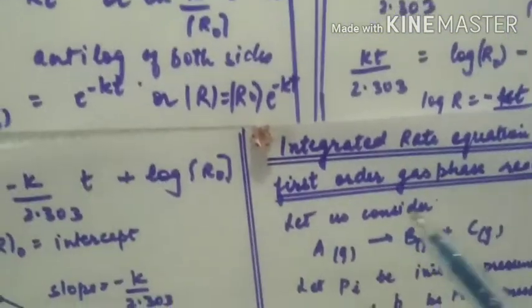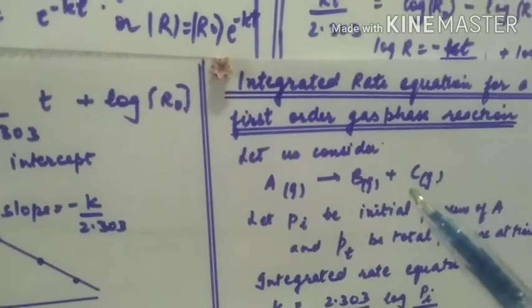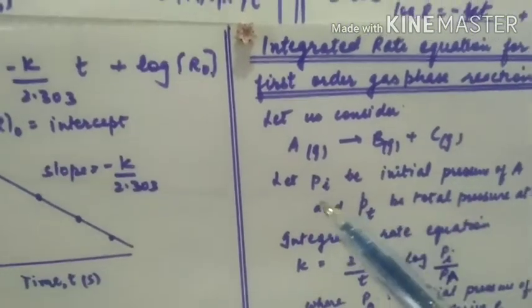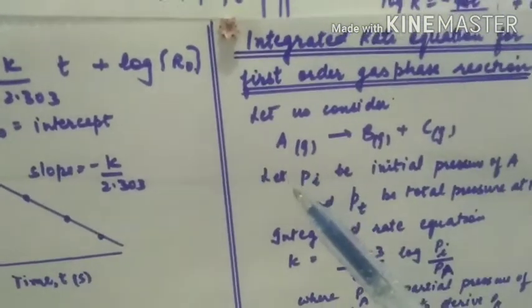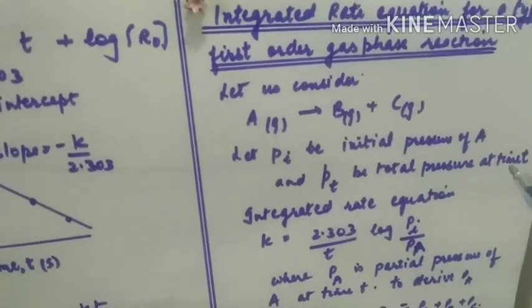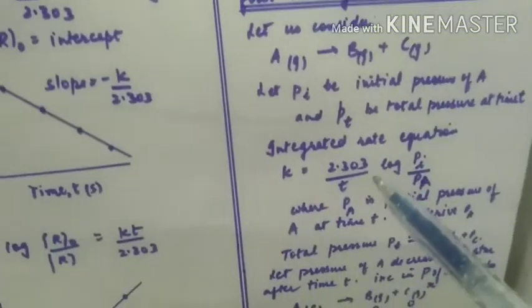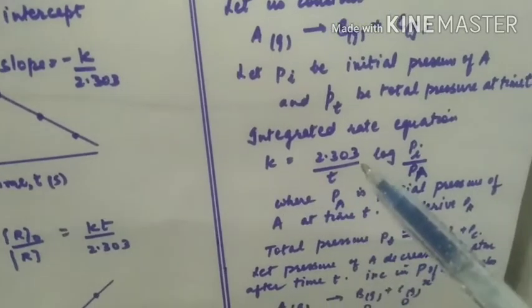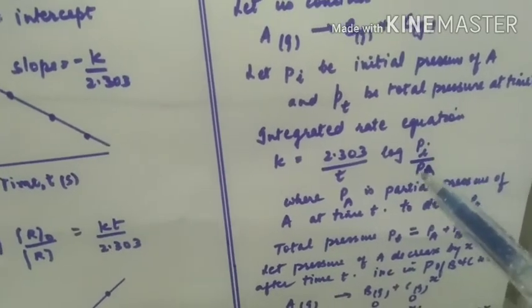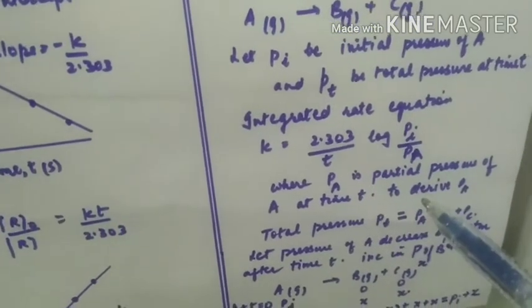Integrated rate equation for a typical first order gas phase reaction. If the reactants and products are in the gaseous phase, then let us consider a reaction A gas changes to B gas plus C gas. Let Pi be the initial pressure. So only A is there, so Pi is the initial pressure of A. Pt is the total pressure at time t. So the total pressure will be because of the pressure of all these three gases. Now the integrated rate equation will be K is equal to 2.303 upon t log of R naught upon R, that is Pi upon Pa. Now Pa is the partial pressure of A at time t.